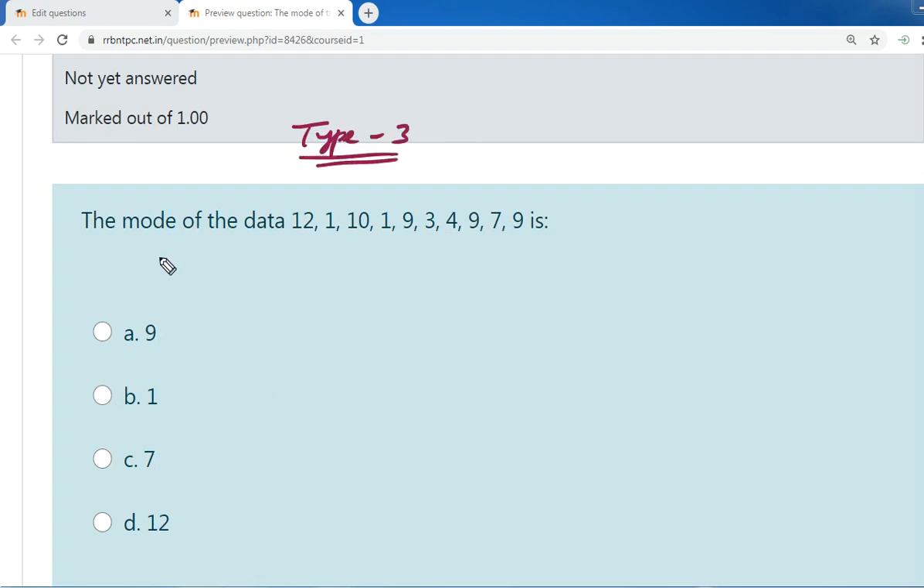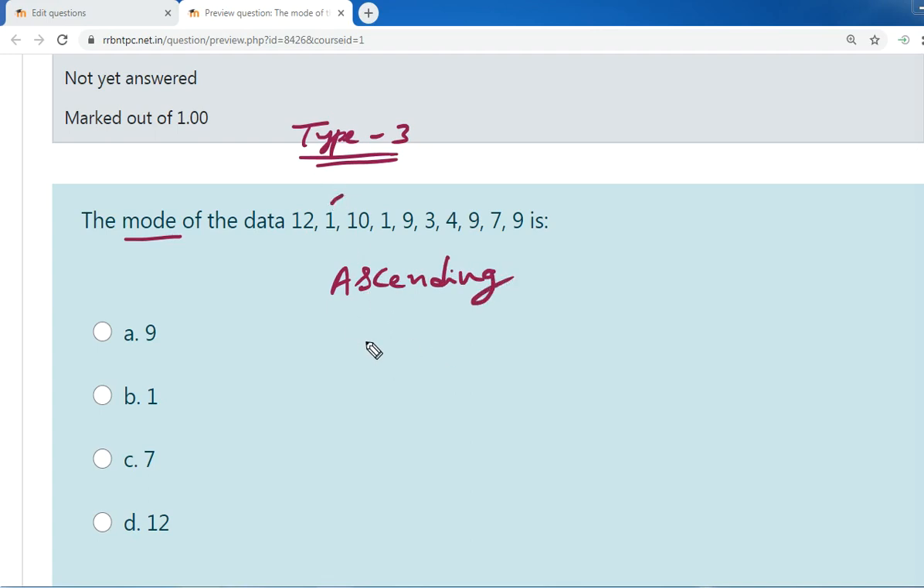Next comes the third type of question, type 3. Type 3 questions are to find the mode of the given data. How to find the mode of the given data? It is also very simple. Just arrange the given data in ascending order as usual.